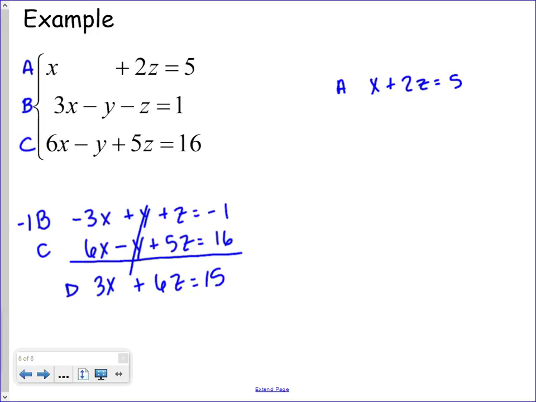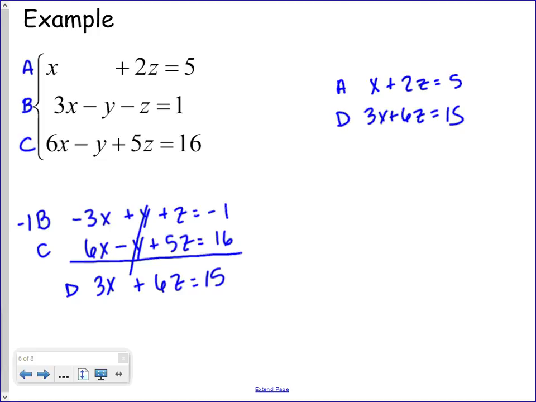As I walked around the room, most people started with that. So I'm guessing most people saw what Emily had seen, that it had only 2 variables, and we'd like to keep it that way. So when I stack d underneath, I have 3x plus 6z equals 15. I need to now eliminate another variable. We can choose either variable to eliminate.